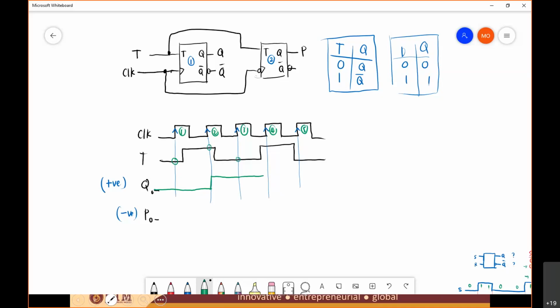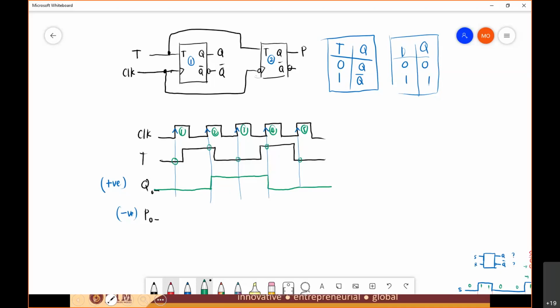No change. Okay, remain 1. And this one here, T is 1. Toggle. Okay, so dia akan jadi kosong. And this one here, T is 0, so no change. Okay, so this is the output of your first flip-flop, the positive edge triggered.